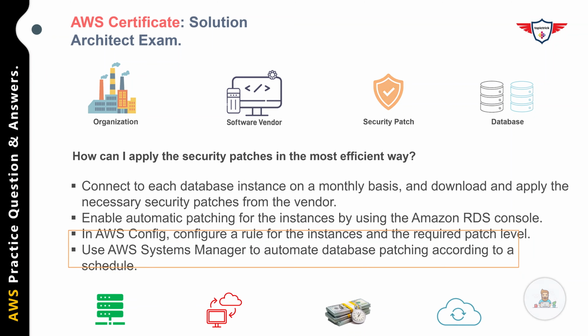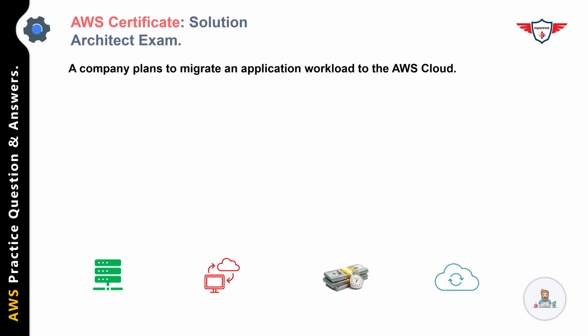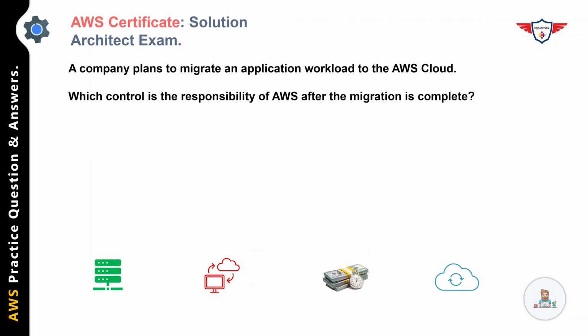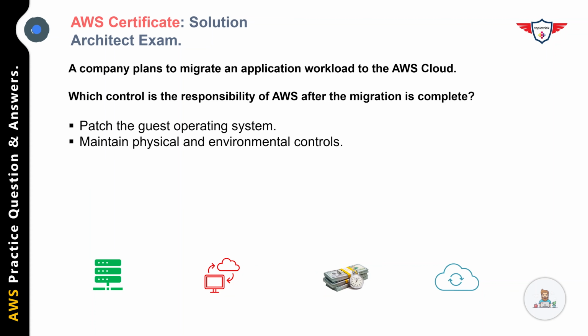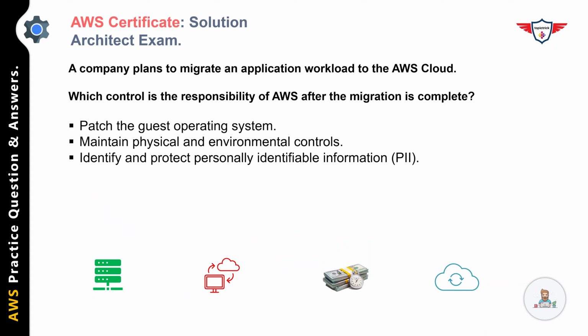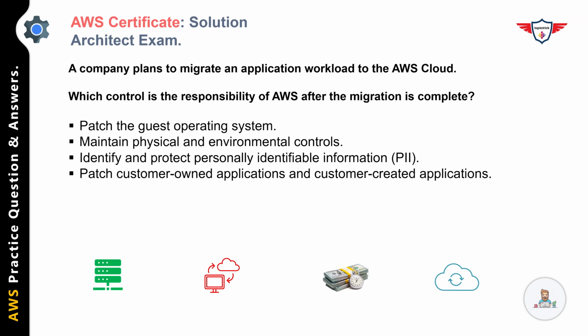A company plans to migrate an application workload to the AWS cloud. Which control is the responsibility of AWS after the migration is complete? The options are: patch the guest operating system, maintain physical and environmental control, identify and protect personal identification information, that is PII, patch customer owned application and customer created applications.